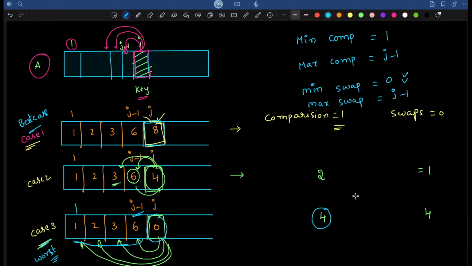I hope this analysis is crystal clear to everyone, right? So for any given value of j, the minimum comparisons will be 1 and the maximum comparisons will be j minus 1, and the minimum swaps required will be equal to 0 and the maximum swaps required will be j minus 1. So these are the very important observations we made through this simple example.